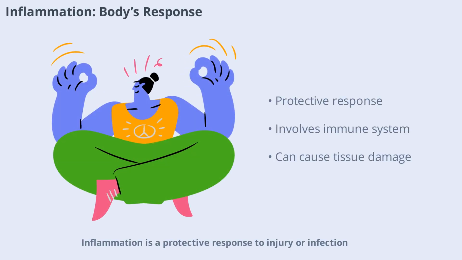Inflammation is a protective response to injury or infection. It involves immune cells, blood vessels, and molecular signals working together to eliminate harmful agents and start healing. However, excessive or prolonged inflammation can damage tissues and contribute to diseases like arthritis or asthma. Understanding the balance of inflammation is key in pathophysiology, as it can be both beneficial and harmful depending on the context.